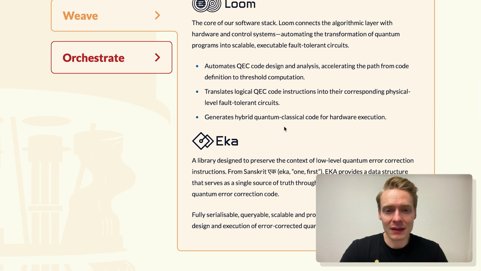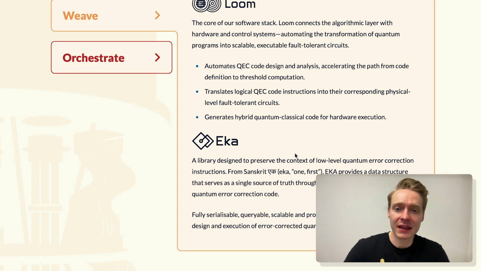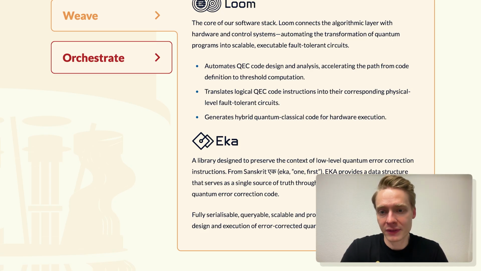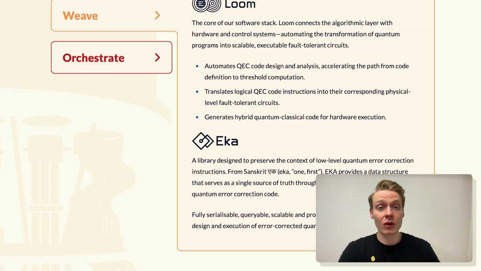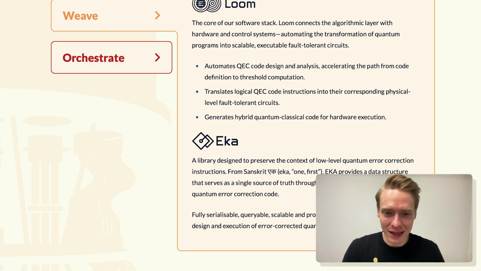And then there is EKA, a library designed to preserve the context of low-level quantum error correction instructions from Circuit 1 or first. EKA provides a data structure that serves as a single source of truth throughout the entire execution of a quantum error correction code, fully serializable, queryable, scalable, and programmable. EKA facilitates the design and execution of error-corrected quantum computations.